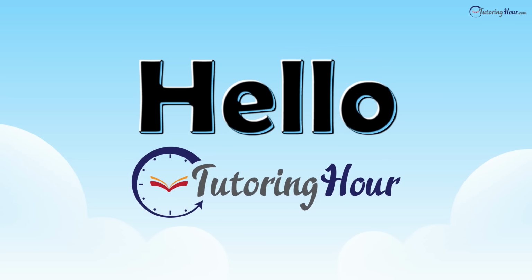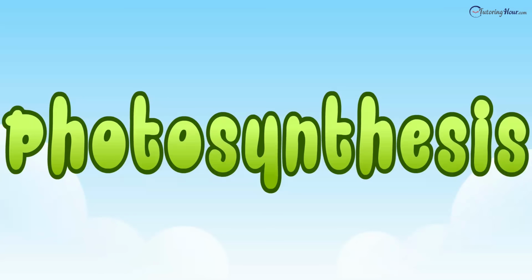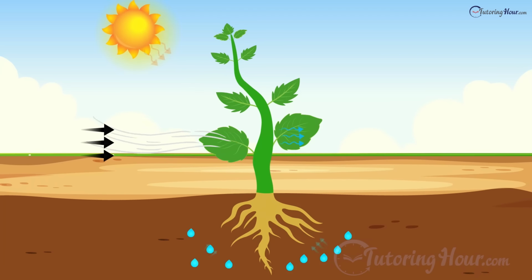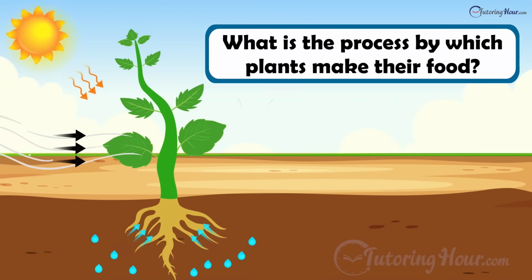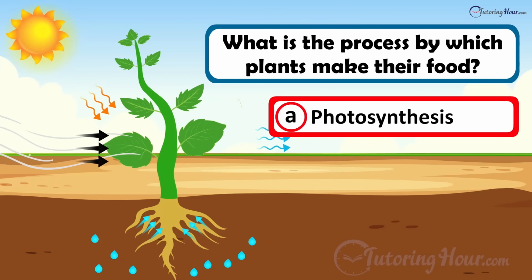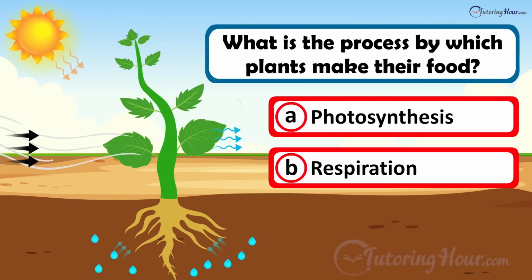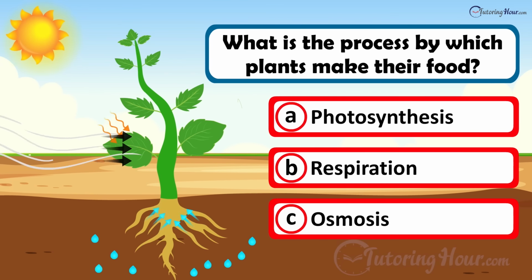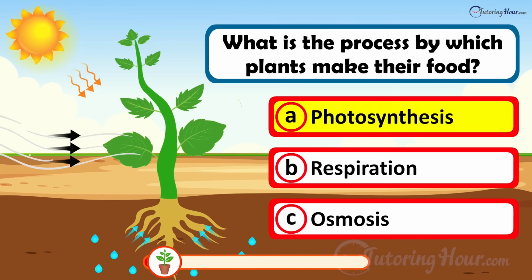In this video, we'll test your knowledge with a quiz on photosynthesis, the magical process in plants that earns them the title of producers. Let's get started. What is the process by which plants make their food? A. Photosynthesis. B. Respiration. Or C. Osmosis.